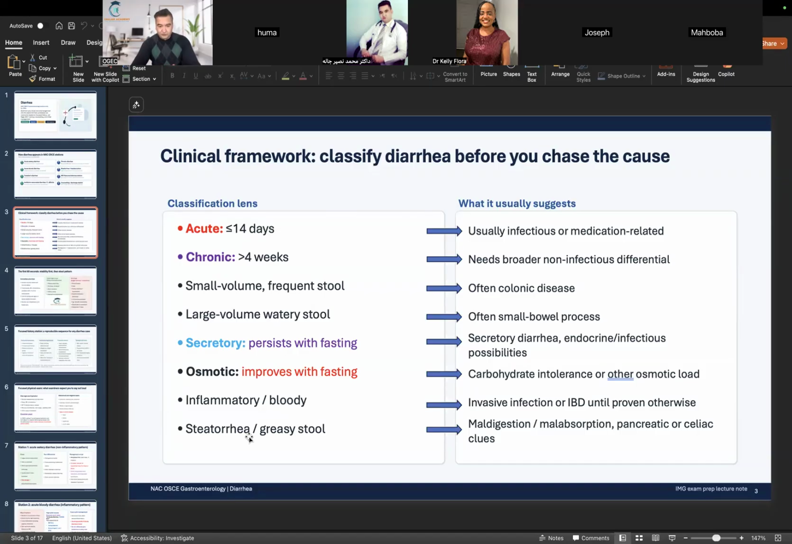Inflammatory: the diarrhea could be bloody. Steatorrhea: greasy stool, maldigestion, malabsorption, pancreatic or celiac disease.